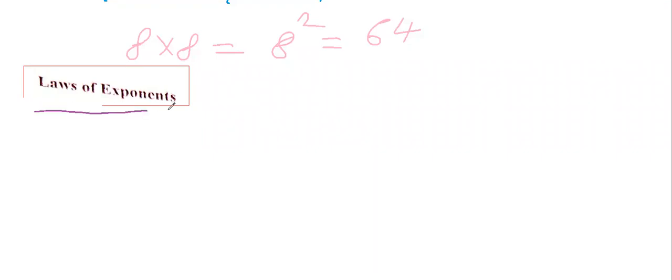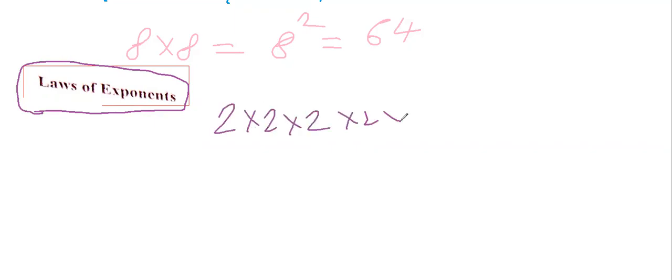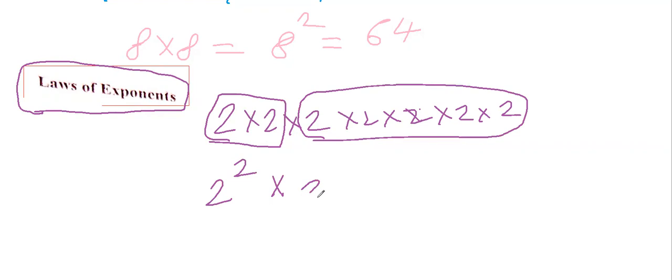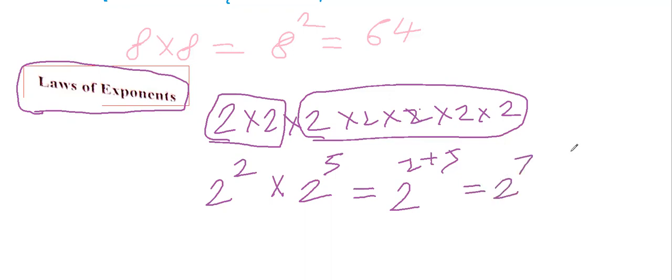Fine. So now I am going to explain different laws of exponent. So I will say 2 into 2 into 2 into 2 into 2 into 2 into 2. How many times? 1, 2, 3, 4, 5, 6, 7 times. This I can write as 2 squared, into 2 to the power of 5. So ultimately what am I getting? I am getting 2 to the power of 2 plus 5, which is nothing but 2 to the power of 7. The answer will be the same.